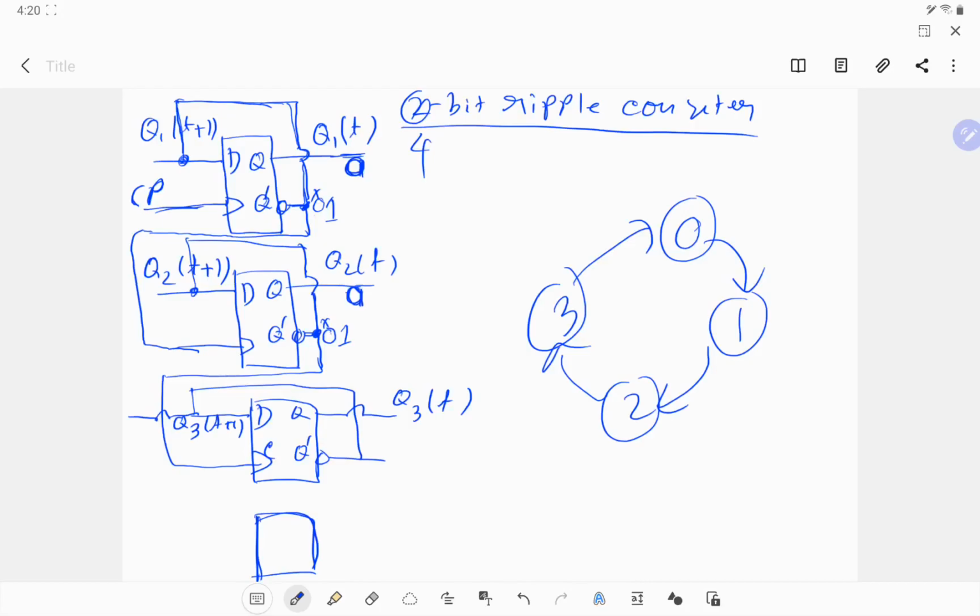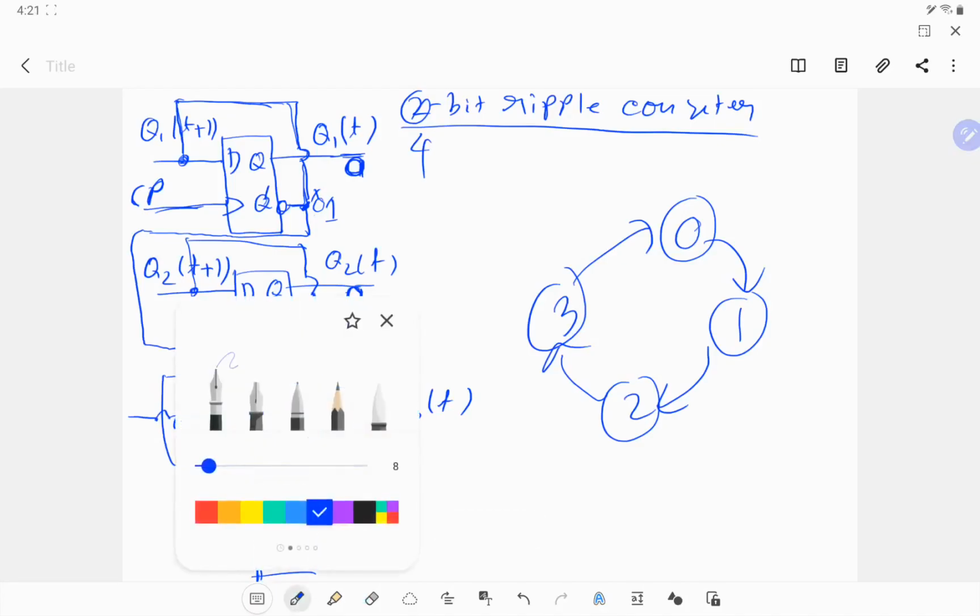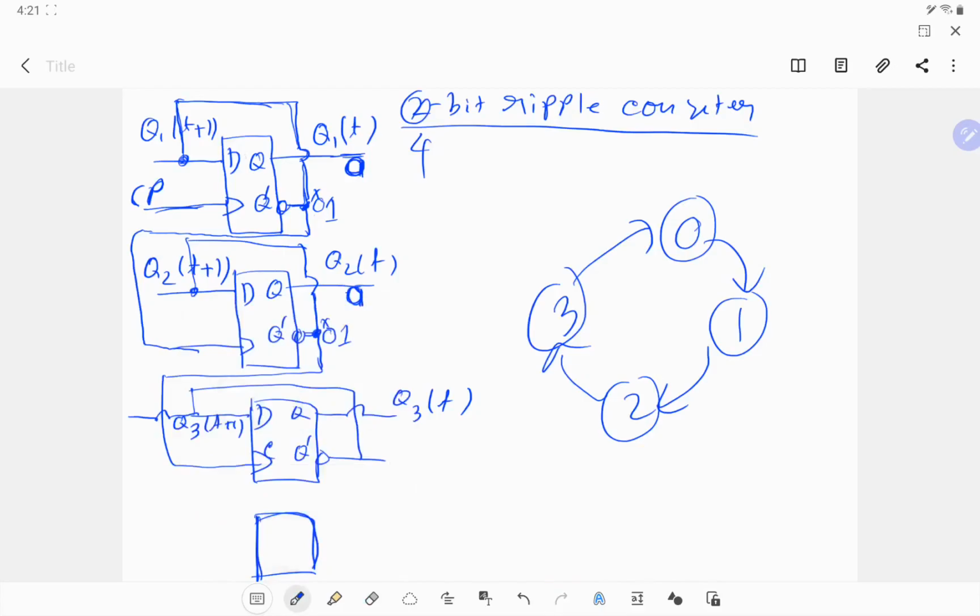Now if we want descending order counting, like 3 2 1 0, 3 2 1 0, the reverse order of counting, then we can change the positive edge triggered flip-flops to negative edge triggered flip-flops. If we change all the flip-flops to negative edge triggered flip-flops, then this circuit will start counting in reverse order. Demonstrate this functionality yourself at home.